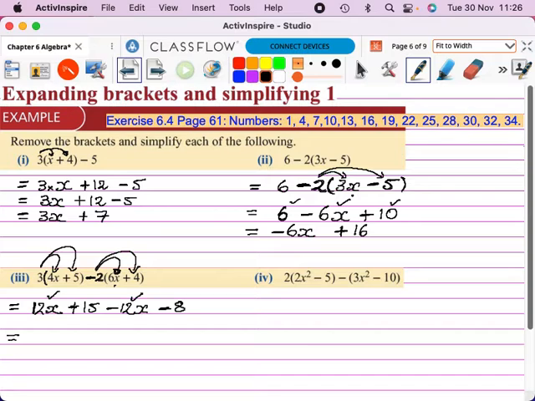Yes, absolutely. It is nothing. It's a big fat 0. 12 take 12 is 0. 0 what? 0 x's. Now, we're on to the plus 15.